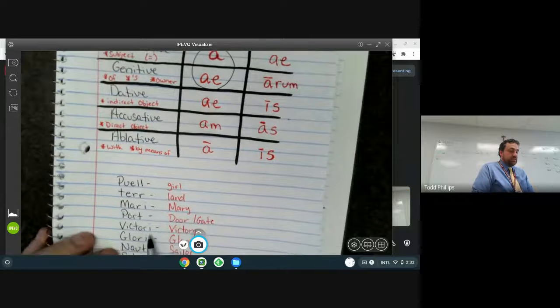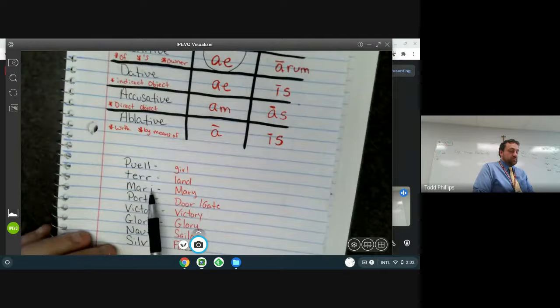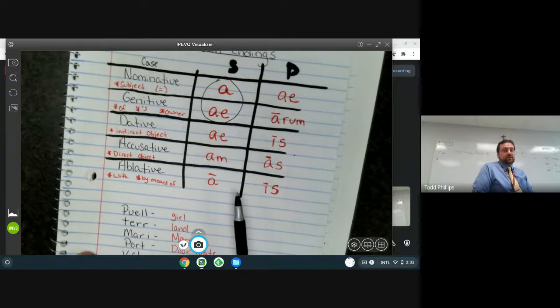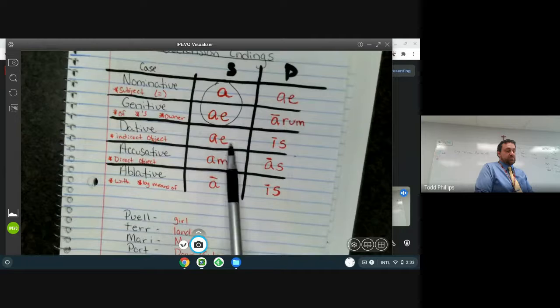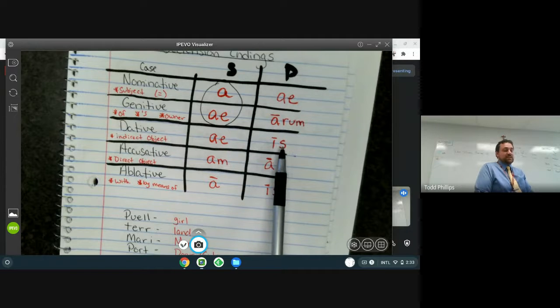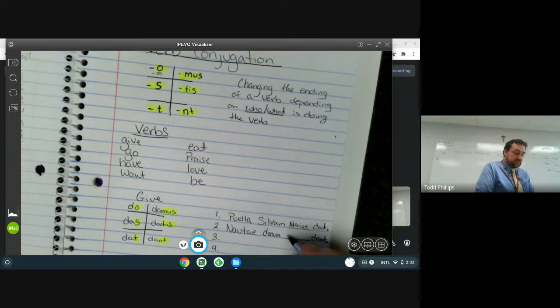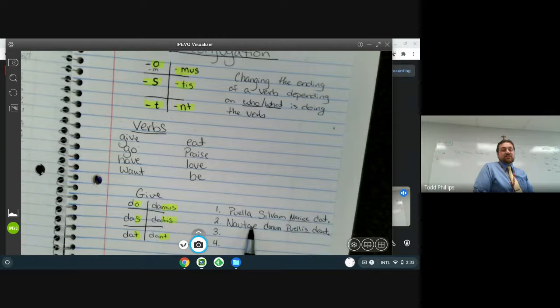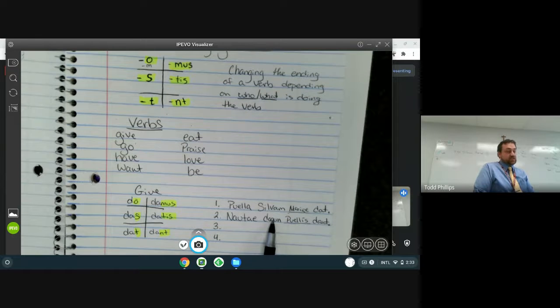Let's see, could they give it to the girl? So let's say they give it to the girl. So indirect object, or should we say to the girls? How about puellis? Puellis. So this means the sailors give a gift, a single gift, to the girls. The sailors a gift to the girls give.